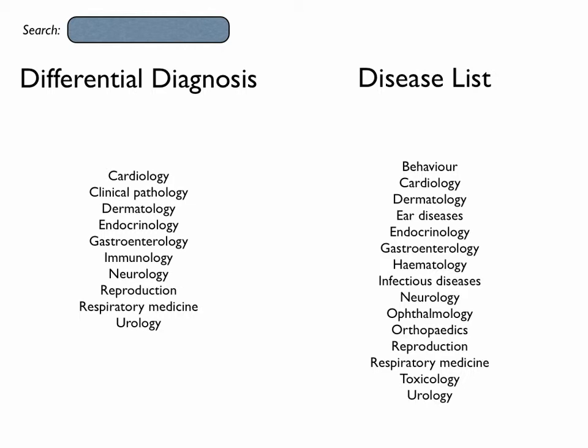This also has flowcharts to help differentiate the different causes of those abnormalities. On the right is the disease list. Here you will find information on different diseases, again categorized into different systems or fields.